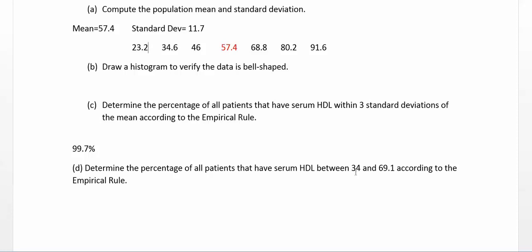Okay, so let's go back to this question here. What percent is between 34 and 69.1? Well, we're looking at this region here, where the 46 and the 68 happen to be within 1 standard deviation, and we add in that 34. And again, this is an estimate. Eventually we will learn how to get exactly the percent, but these numbers are nice enough that we could sort of estimate this.